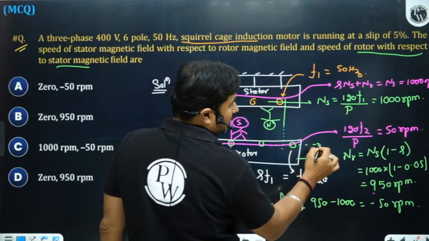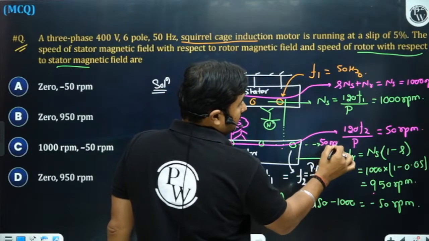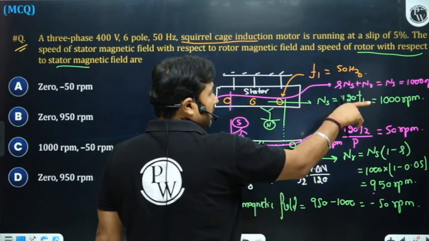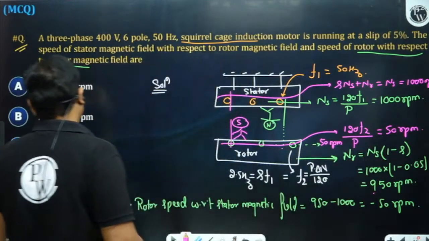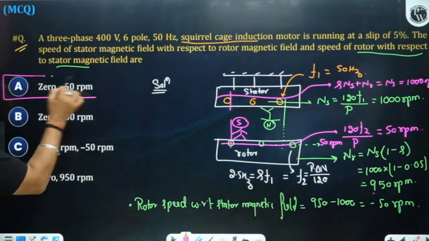with respect to rotor is 50 RPM, NS minus NR. This is rotating at a speed of NS and this is rotating at a speed of NR. So NS minus NR, this is also 50. So 0 and minus 50 RPM is the correct answer.